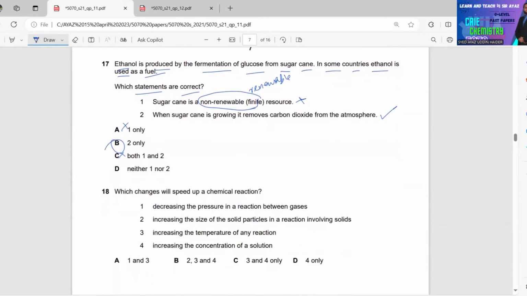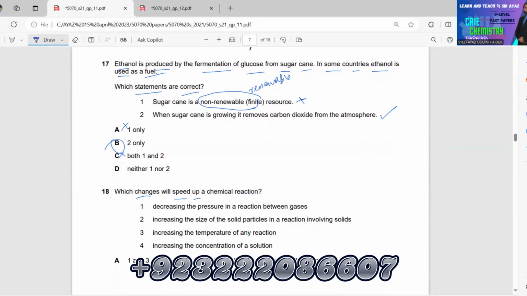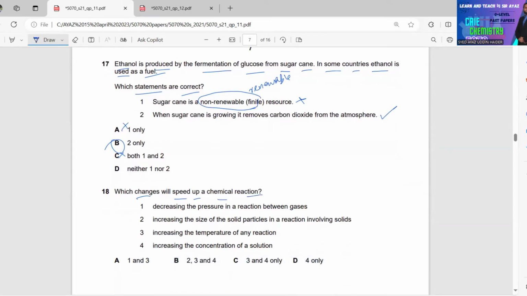Number 18, which changes will speed up a chemical reaction? 1, decreasing the pressure in reaction between gases. Now, if you decrease the pressure, what will happen? The particles will move away from each other and the rate will decrease because the distance between the particles increases. So if the distance increases, it will take more time for the particles to collide with each other.